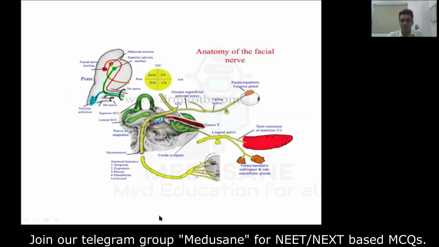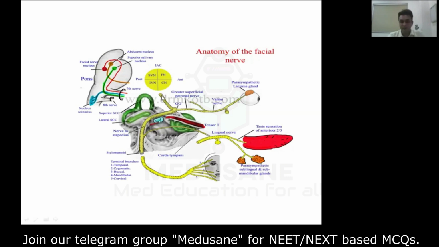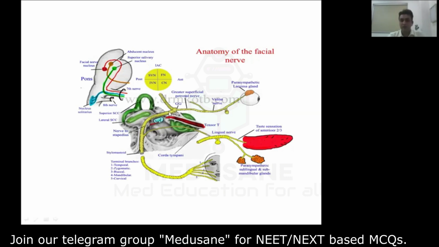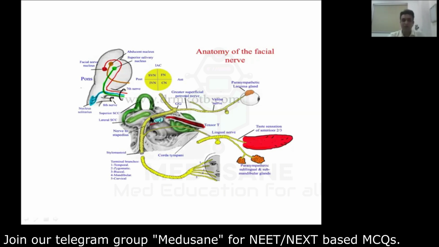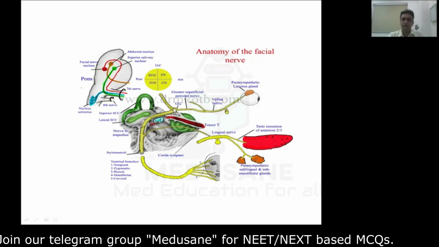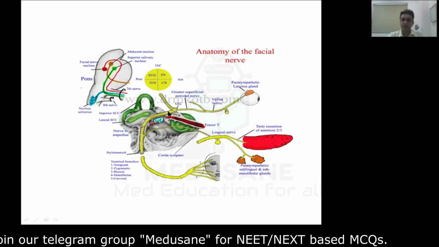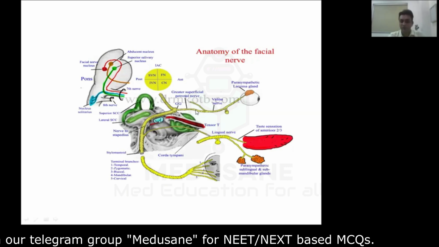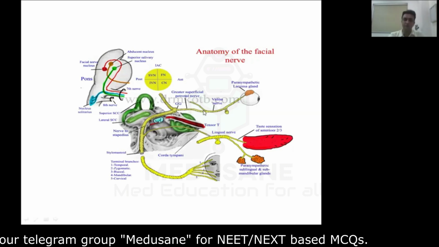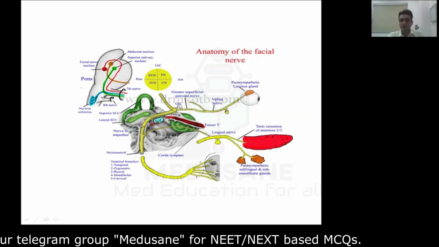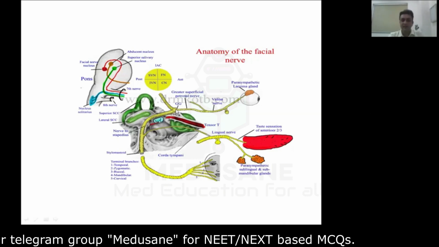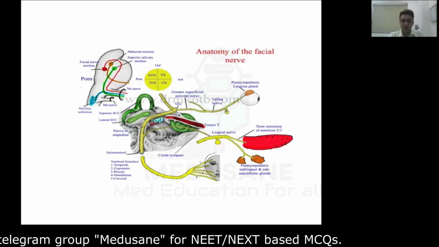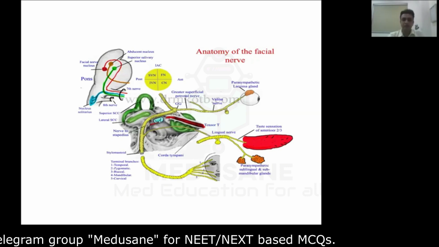Fine. So after the labyrinthine portion of the nerve, here we see that this is the labyrinthine portion of the nerve. The labyrinthine portion then becomes the horizontal part of the nerve, also called the tympanic part of the nerve. The junction of the labyrinthine portion and tympanic portion is called the geniculate ganglion, from which the first branch of the nerve arises, which is known as the greater superficial petrosal nerve. Fine. So the greater superficial petrosal nerve is the first branch of the facial nerve that arises at the geniculate ganglion, at the junction of the labyrinthine and tympanic portions of the nerve.